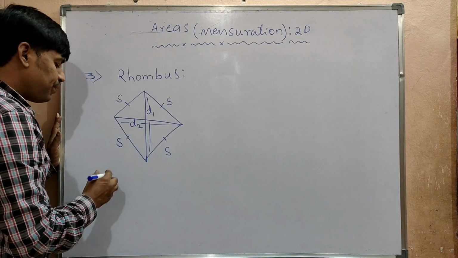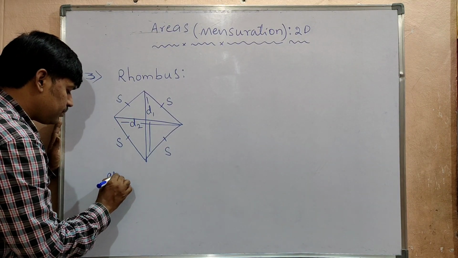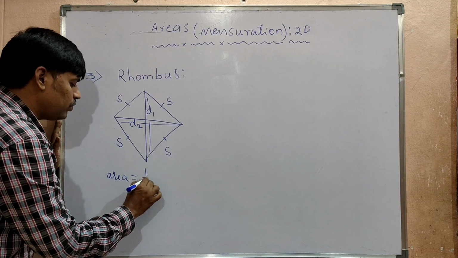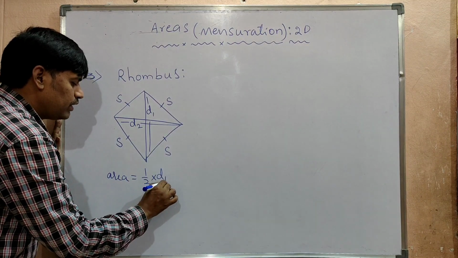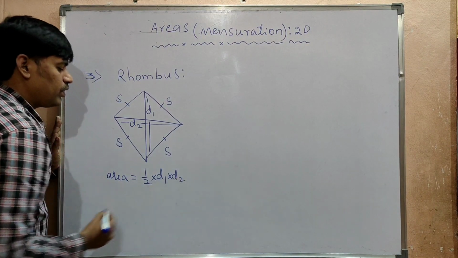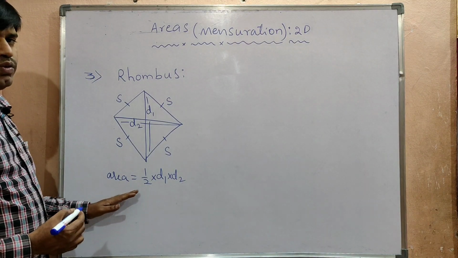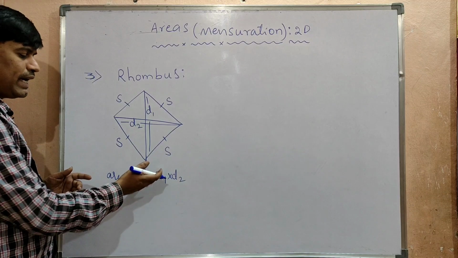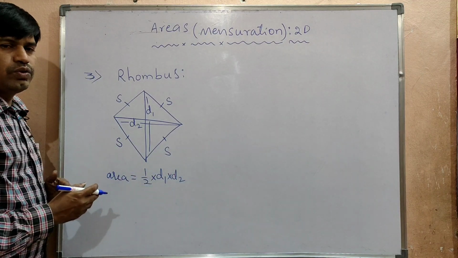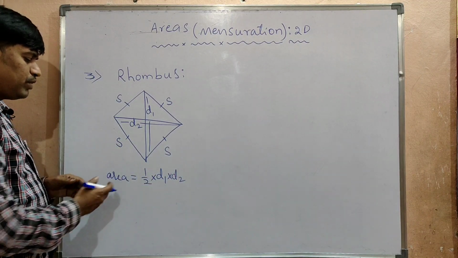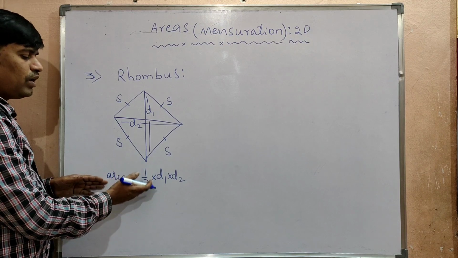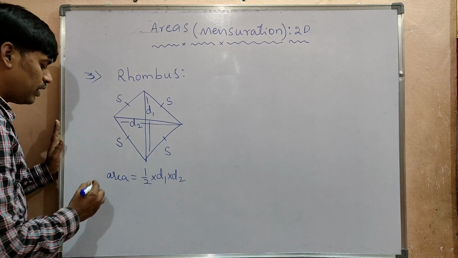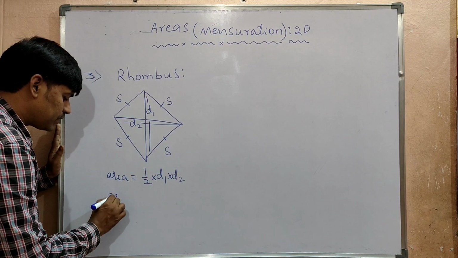Now area of the rhombus is equal to half into D1 into D2. D1 into D2 means diagonal 1 into diagonal 2. When diagonals are given, at that time you take area of the rhombus as half into D1 into D2. Now perimeter of the rhombus.